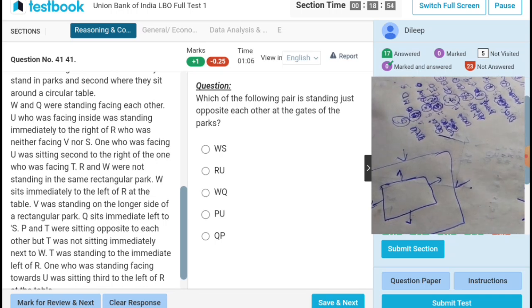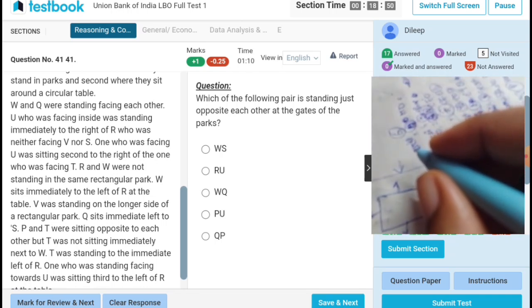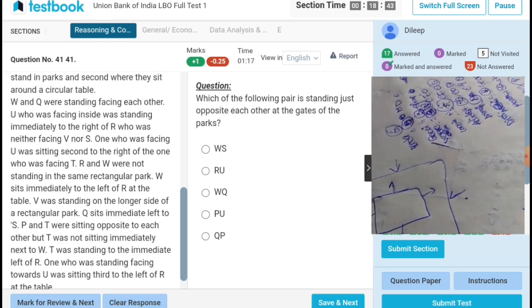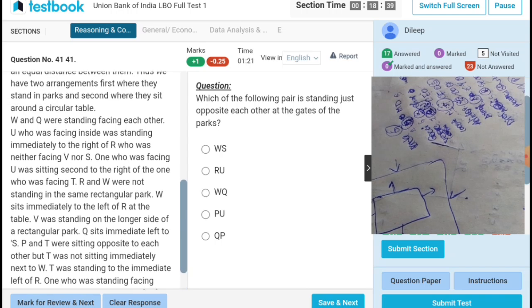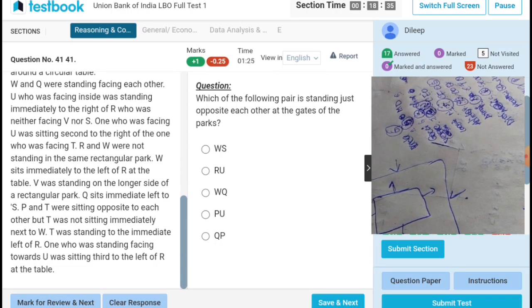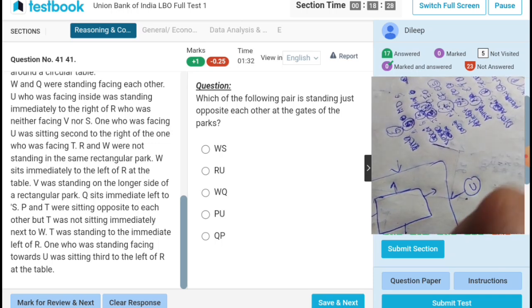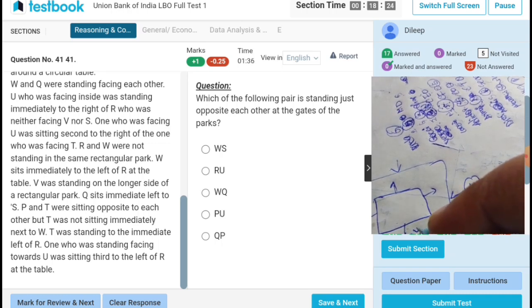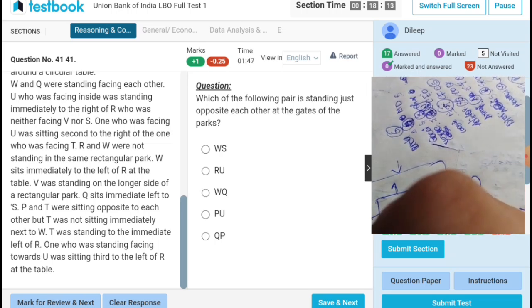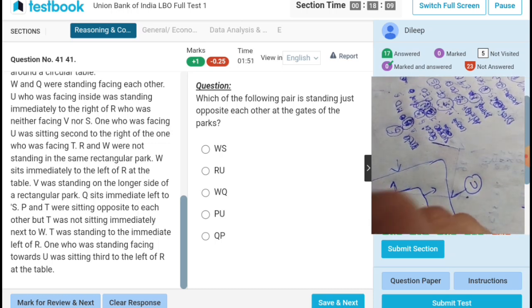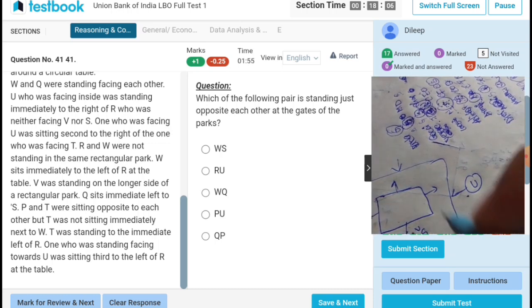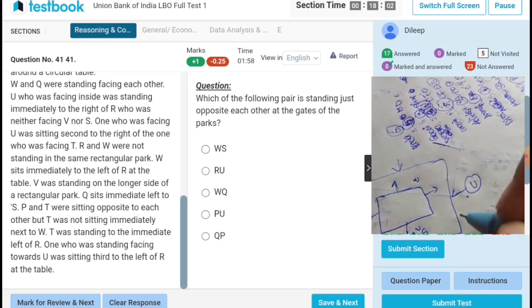So next, U is second to the right of the one who is facing T. U who is facing inside, immediately right of R who is neither facing V nor S. One who is facing second to the right of the one who is facing T. R and W not standing in the same rectangular arc. W is immediate left of R.